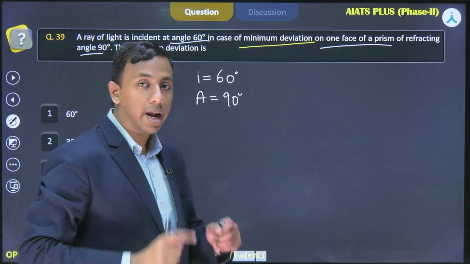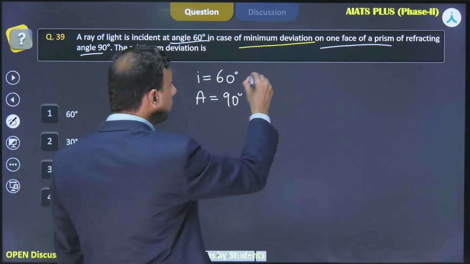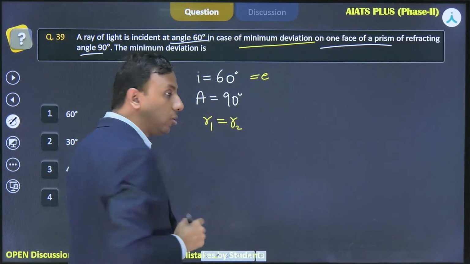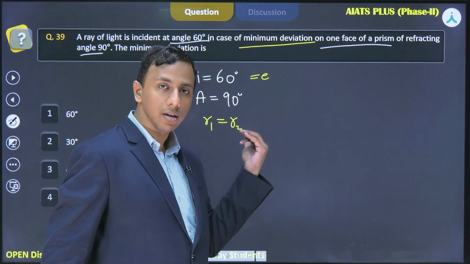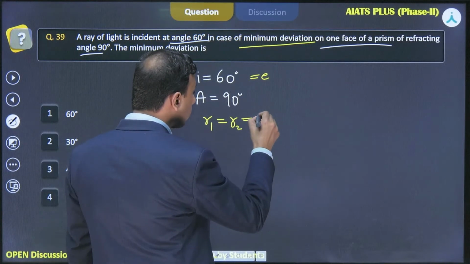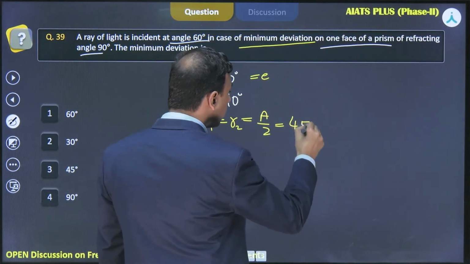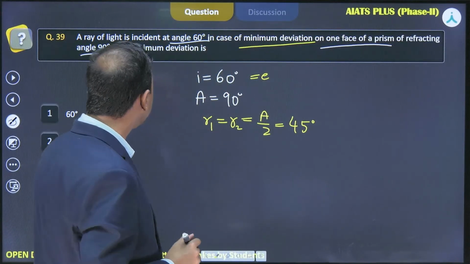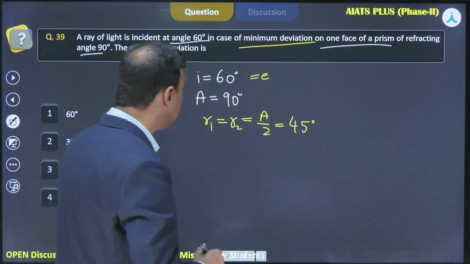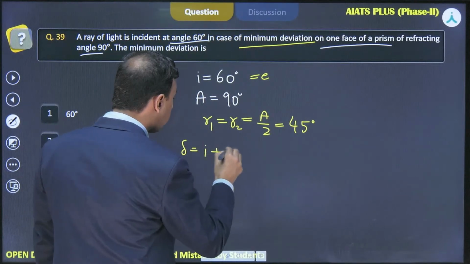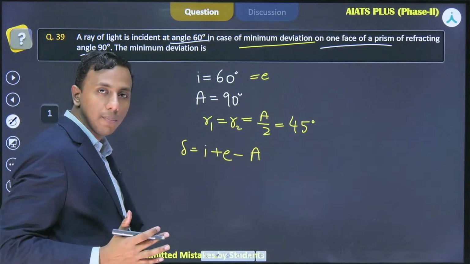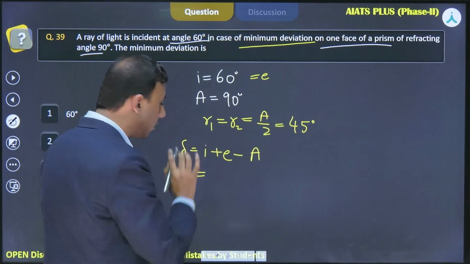At minimum deviation, if you remember, I will be equal to E, and R1 will be equal to R2, and their sum would be equal to A. So R1 equal to R2 would be A by 2, which means 45 degree. And the deviation they are asking. So what was the original formula for deviation that we have derived? Delta is equal to I plus E minus A, where A is R1 plus R2. That's it. You just substitute the values, you will get your answer.